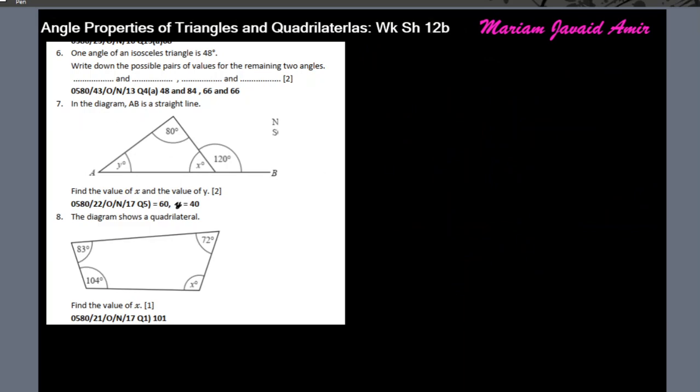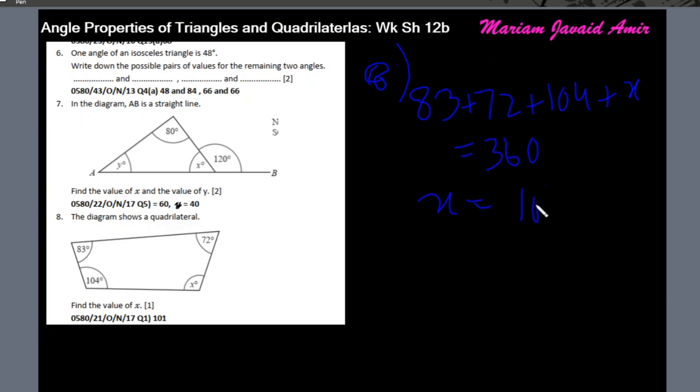Question 8. The diagram shows a quadrilateral. Find the value of x. So the sum of all angles in a quadrilateral equals 360. Equate this to 360 and then take all the values to the other side, subtract them from 360. 360 minus 83 minus 72 minus 104 is 101, which is the answer.